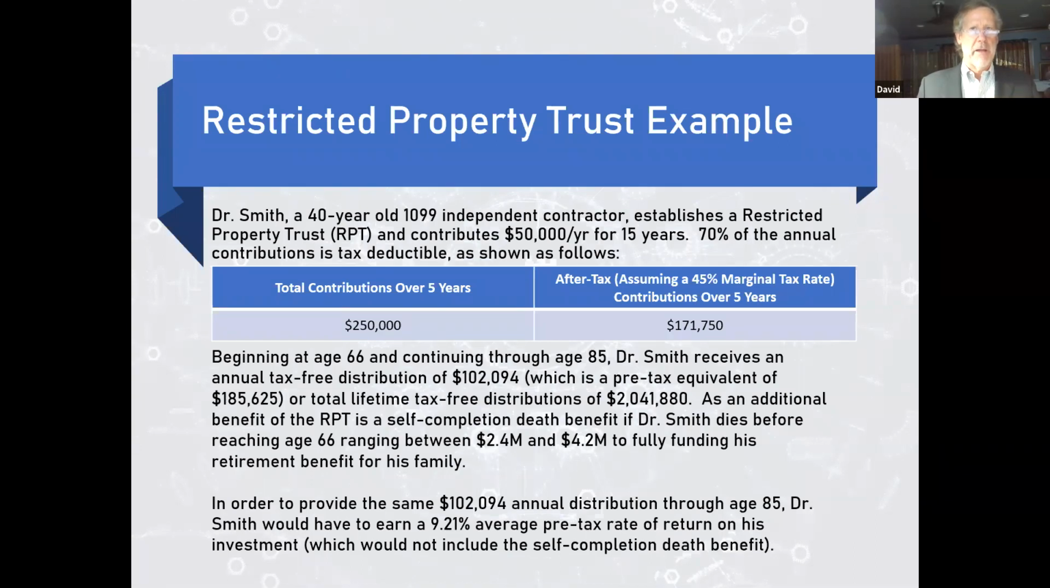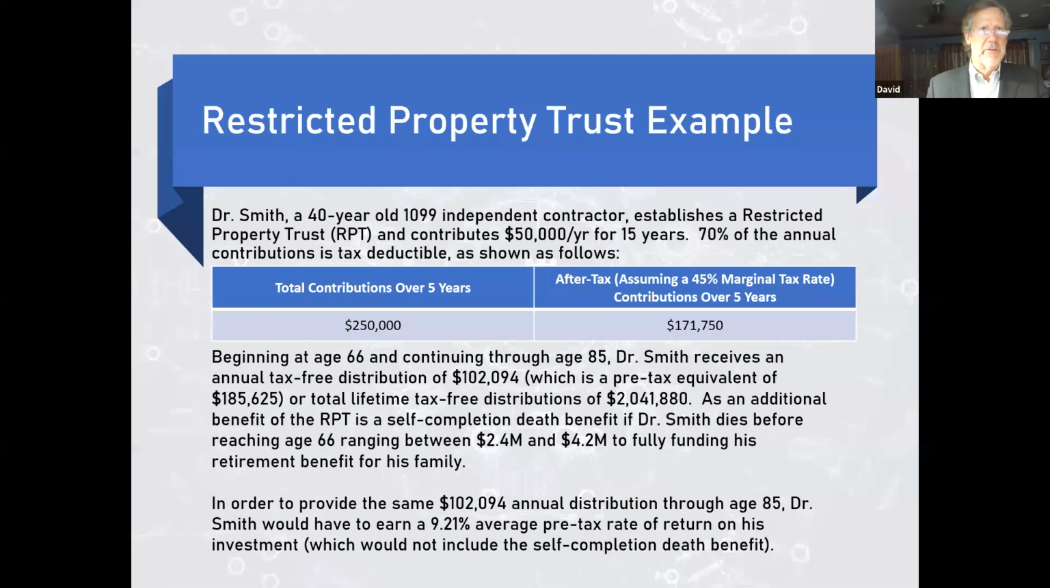So that's a pre-tax equivalent. If you had a qualified retirement plan or a tax-deferred retirement plan, that's the equivalent of taking out $185,000. So again, it's a net of tax, or tax-free, of $102,000, or a lifetime distribution of $2,041,000. So putting in $750,000 over the course of 15 years would allow Dr. Smith to pull out $2,041,000 completely tax-free over that 20-year time period.